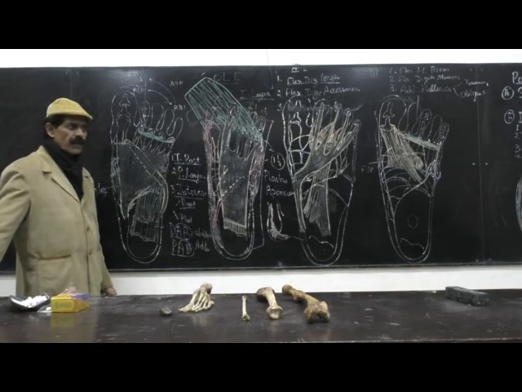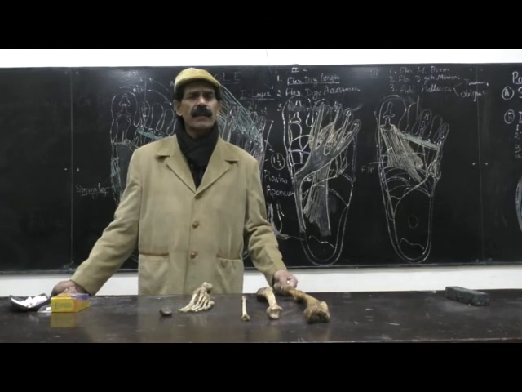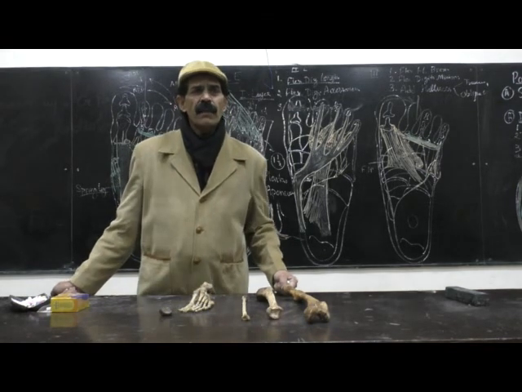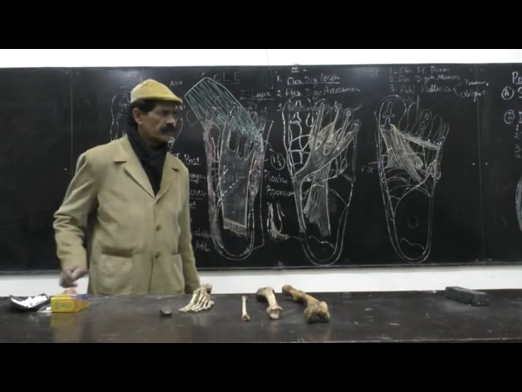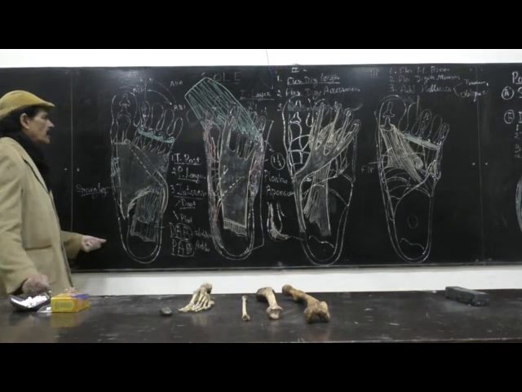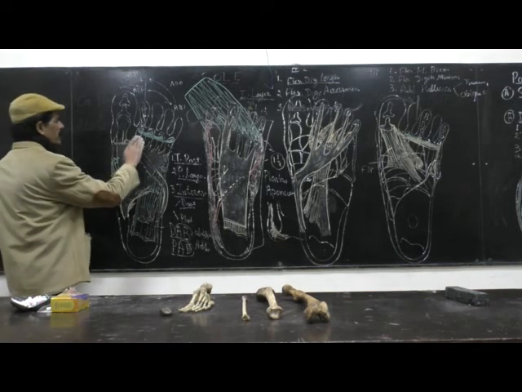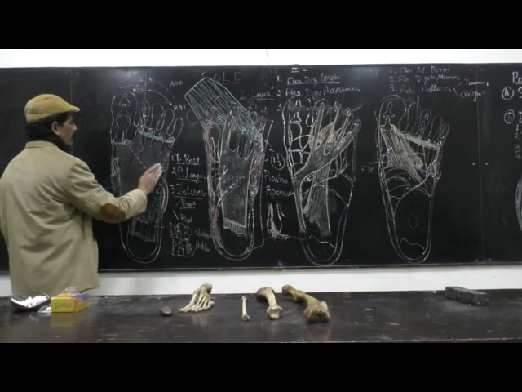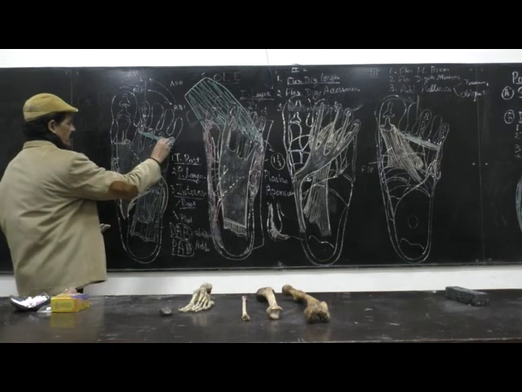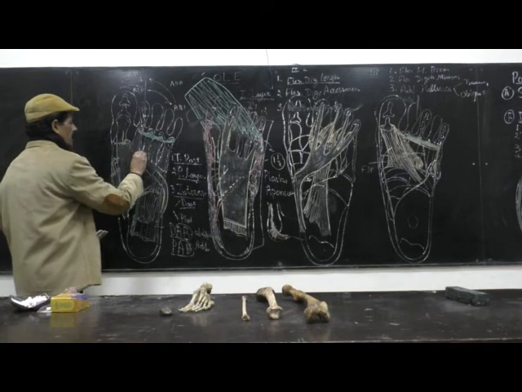And another thing you have to remember about the interossei, that all the interossei, plantar and dorsal, are supplied by the deep branch of the lateral plantar nerve. So this is how we do the muscles of the layers of the foot.